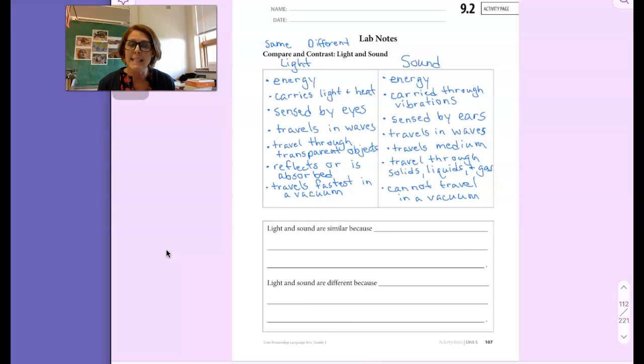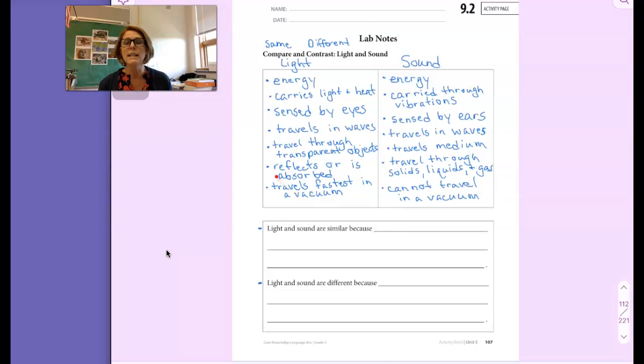You're taking all of these things that we just came up with for light and sound, all of these wonderful things we've learned, and you're going to finish these two sentences down here. The first one is, light and sound are similar because, and tell me something from up here that these things have in common. At least one thing, okay? And then light and sound are different because, and then you're going to tell me how they are different from one another.